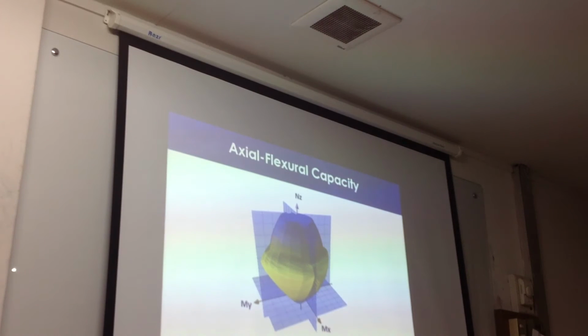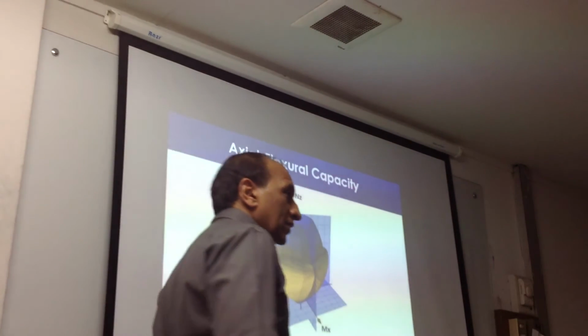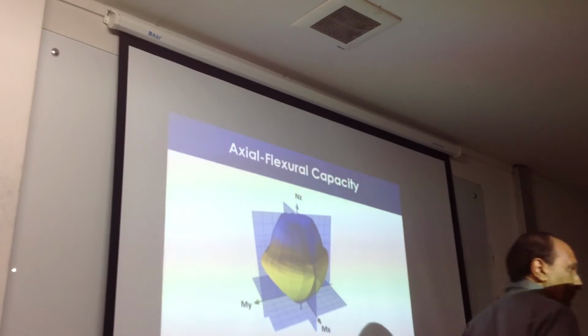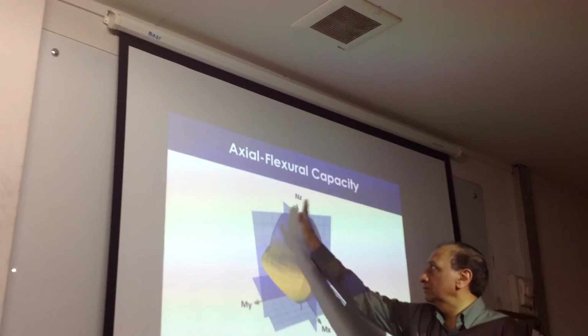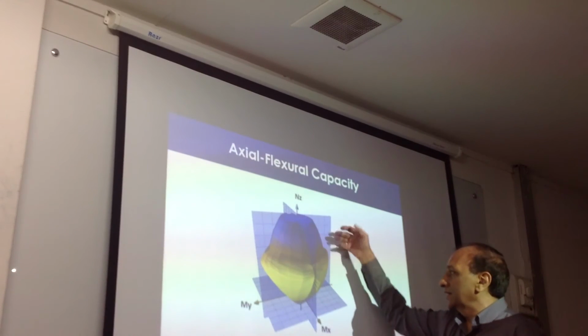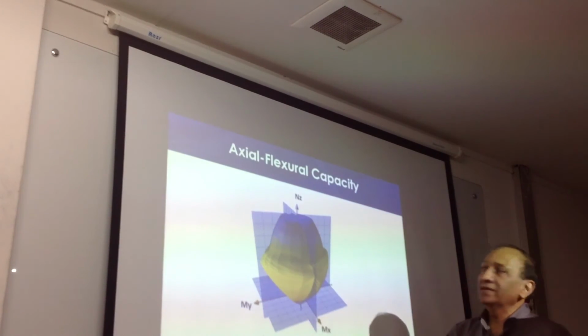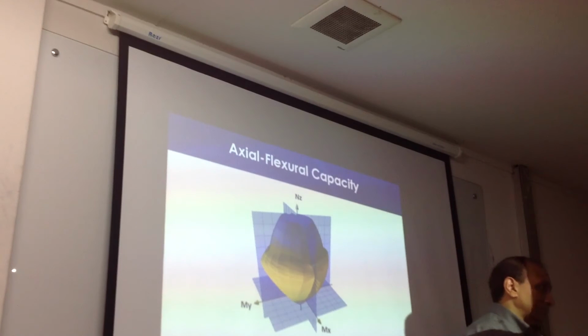So you get this nice looking shape. We call it moment interaction curve, or moment interaction diagram. And what are these blue lines? I just put some planes to tell you that these are the planes, vertical plane and horizontal plane. You can cut this diagram for many uses, right?